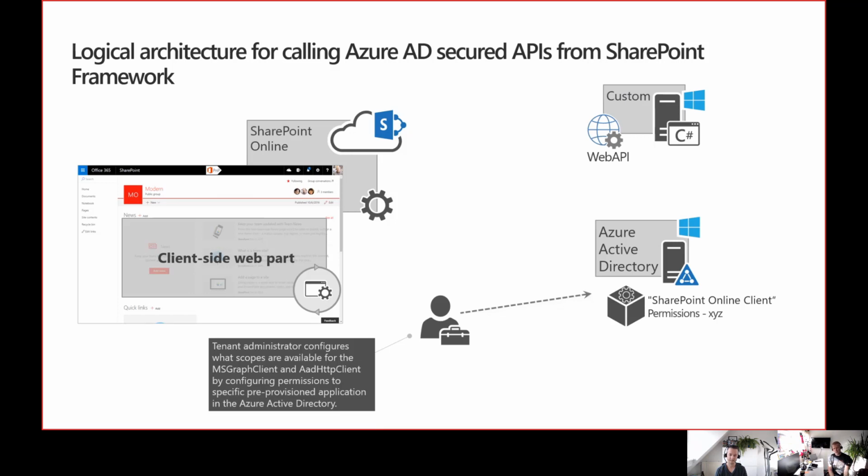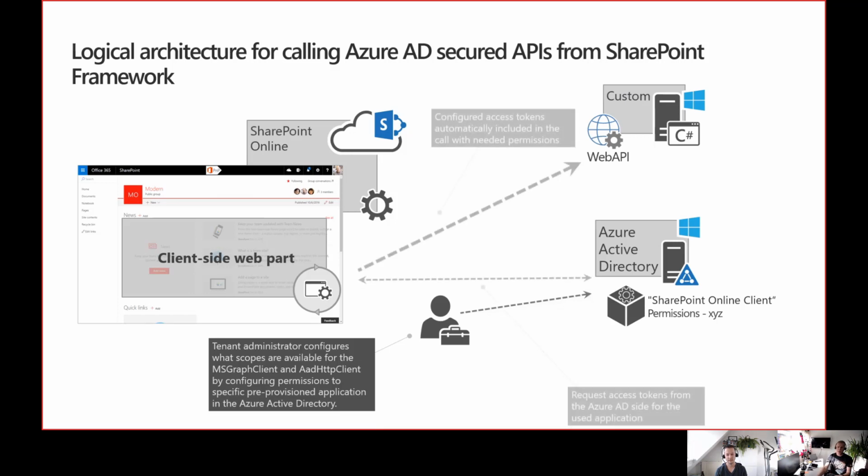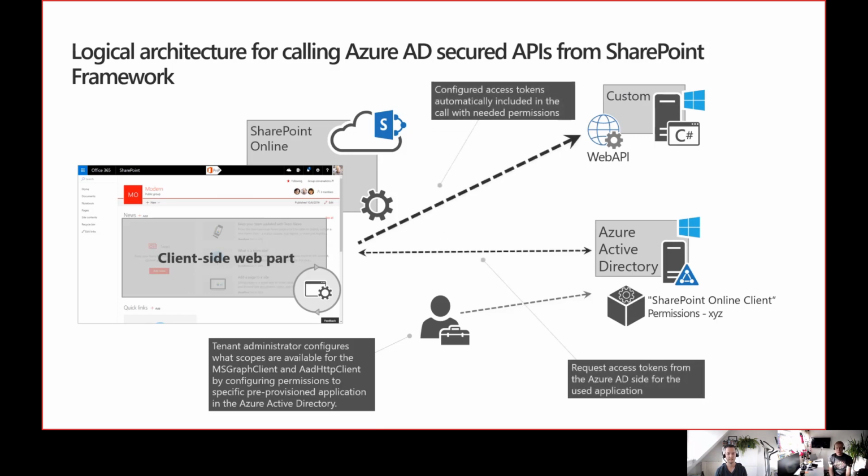Now, what it also means is that the abstraction layer is taking care of the scopes and permissions. So basically, whenever you're using the Azure AD HTTP client, we will take care of the access tokens and all of that for you. And then when you call a web API, you don't have to worry about taking care of the scopes and permissions as you're calling. So you don't have to explicitly get an access token and put it in the header. All of that is taken care of by us automatically.